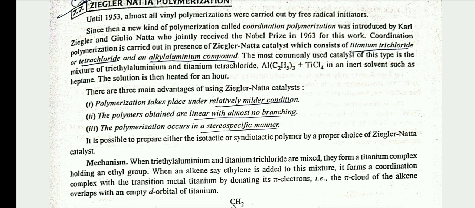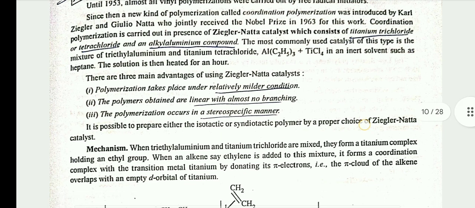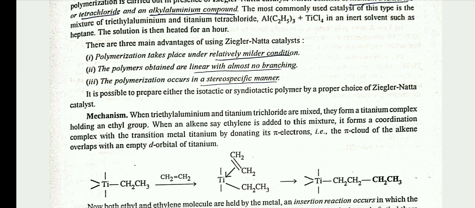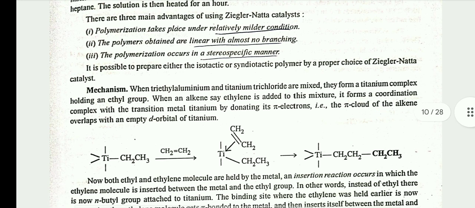There are three main advantages of using Ziegler-Natta catalyst. Polymerization takes place under relatively milder conditions. The polymers obtained are linear with almost no branching. The polymerization occurs in a stereospecific manner. It is possible to prepare either the isotactic or syndiotactic polymer by a proper choice of Ziegler-Natta catalyst.